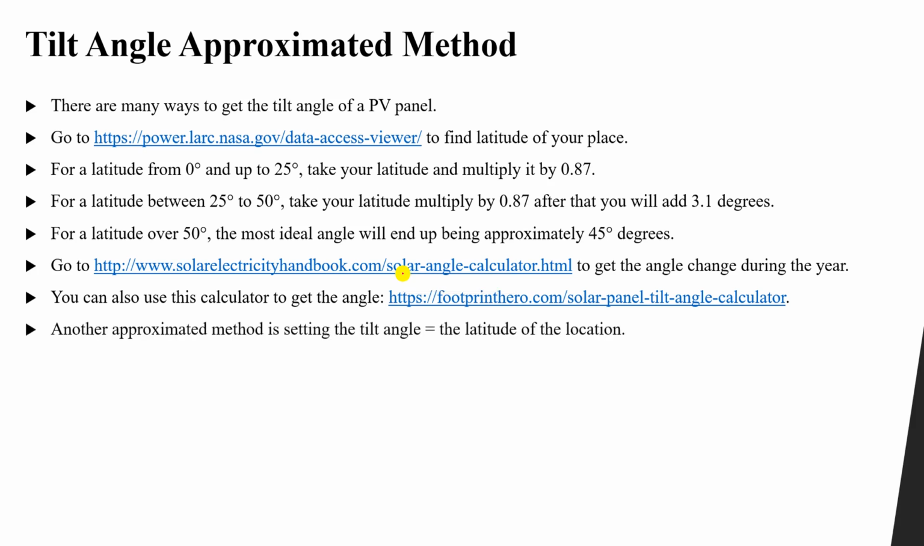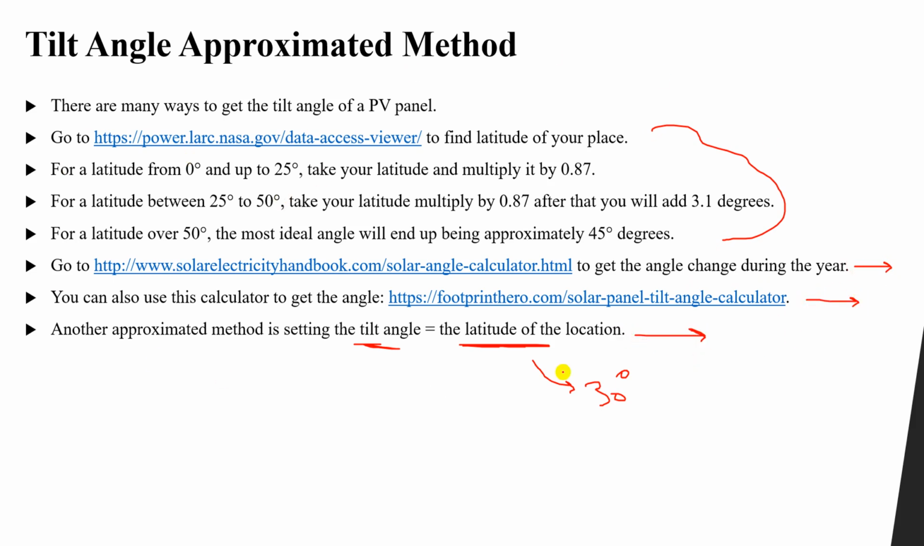Finally, there is another approximate method that many solar engineers use, which says that the tilt angle is equal to the latitude of the location. So if the latitude of the location is 30 degrees, then the ideal tilt angle will be 30 degrees. This is the easiest and most approximate method used. So you can see we have four methods.